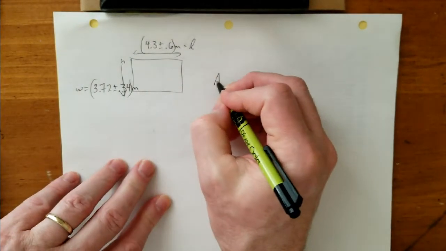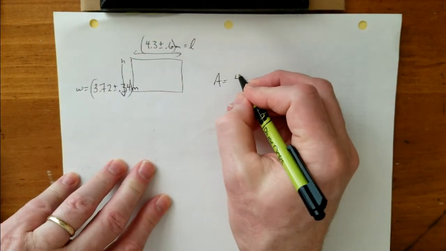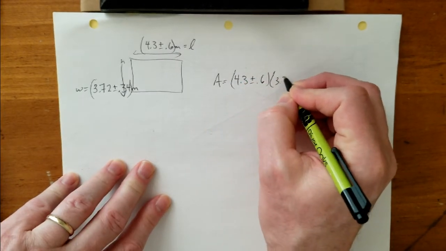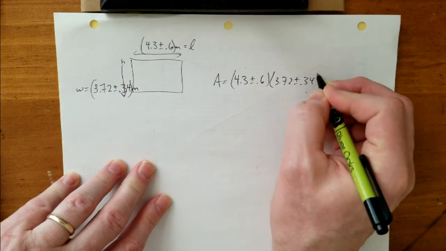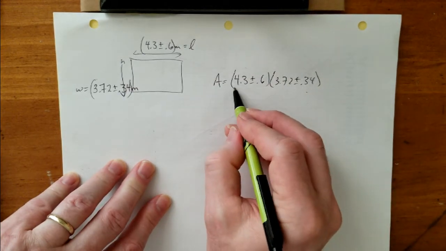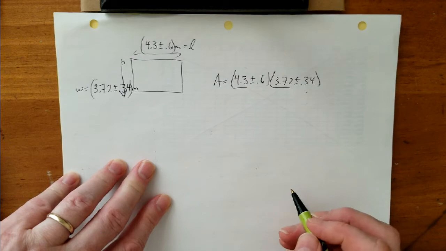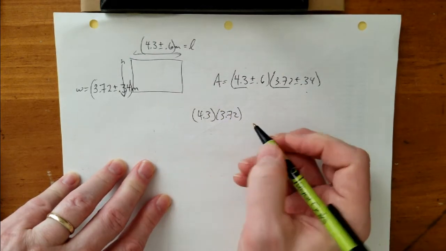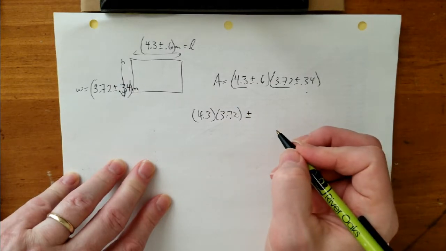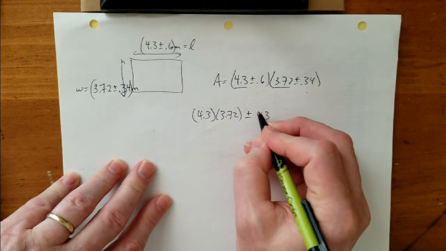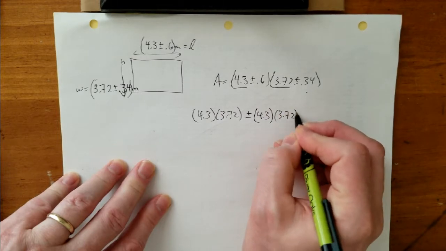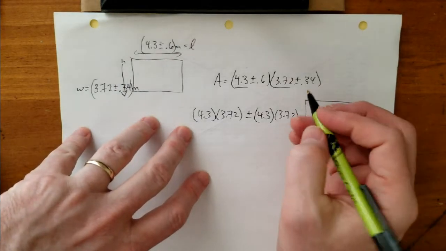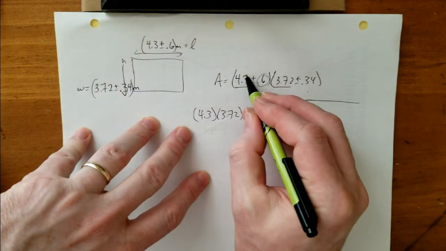And so the area of this, I'm obviously multiplying. So 4.3 plus or minus 0.6, 3.72 plus or minus 0.34. Now, I'm going to go ahead and multiply these together. So 4.3 times 3.72 plus or minus 4.3 times 3.72 times, and this is what we're going to find in quadrature, the relative uncertainty. In other words, the ratio of this to this.